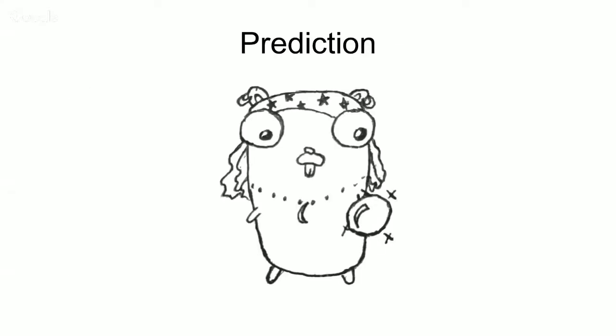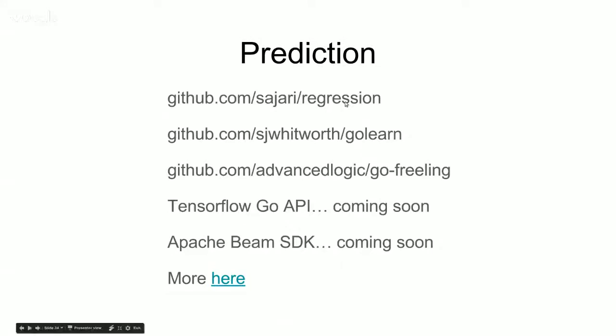Also, in terms of prediction, there's also a lot of great things out there for you to be able to do machine learning in Go. So I'm going to use this top one today, which is a great package for doing regression. But there's also things like GoLearn. There's this Freeling package, which will allow you to do a lot of NLP stuff, natural language processing. There's a ton of these, which I've listed here in this link.